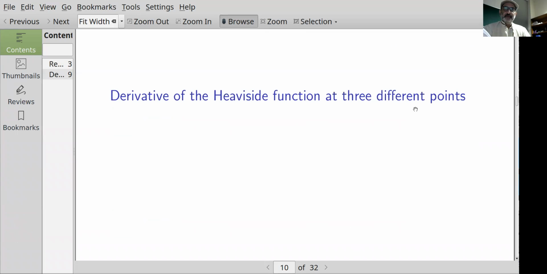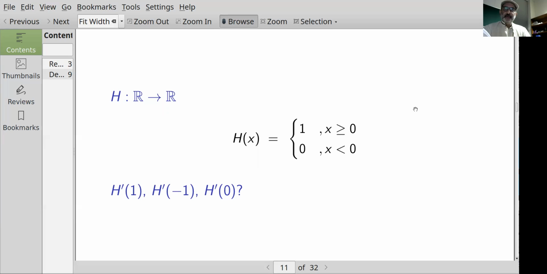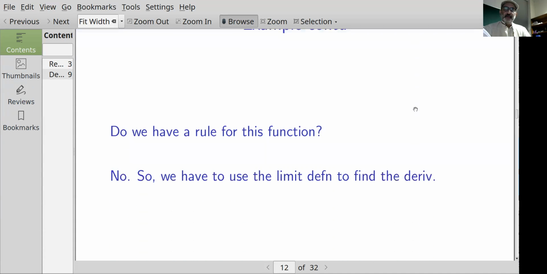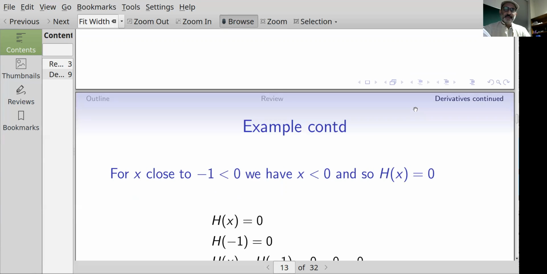Okay. Now we take a few more examples of calculating derivatives. So the derivative of the Heaviside function at 3 different points. So we've got this function, h from R to R. It takes the value 1 for non-negative input, and it takes the value 0 for negative input. Let's find the derivative of this Heaviside function at 1, minus 1, and at 0. Okay, so if we had a rule for this function, then we just apply the rule. We don't have the rule, so we use the limit definition to find the derivative.